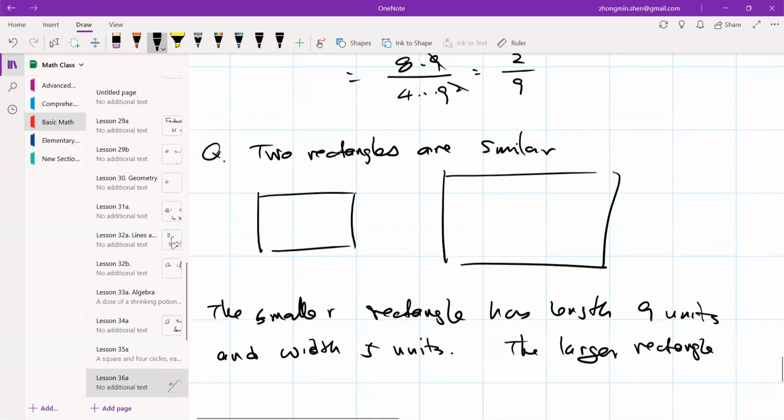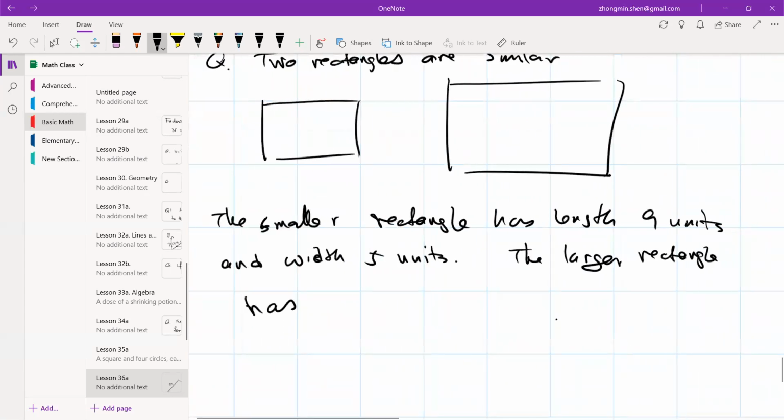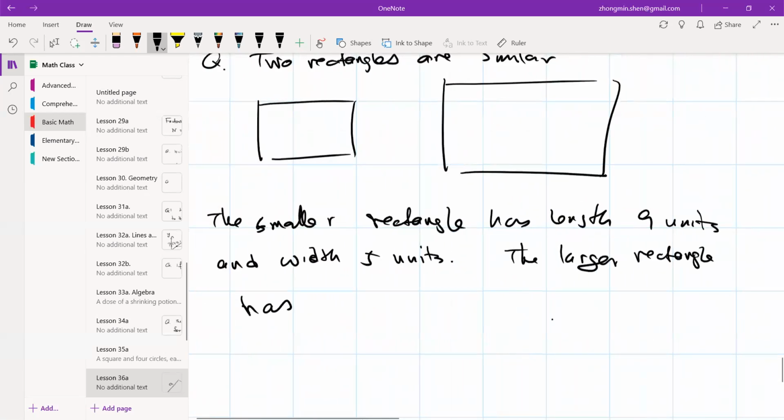The large triangle has, what's going on here? Come on. Please go, yeah.